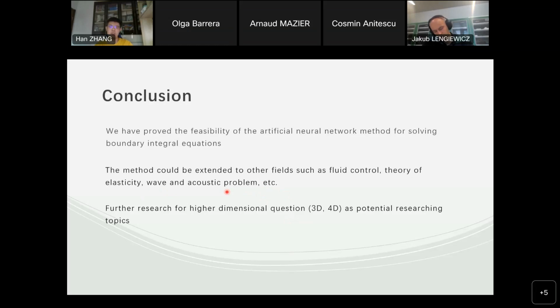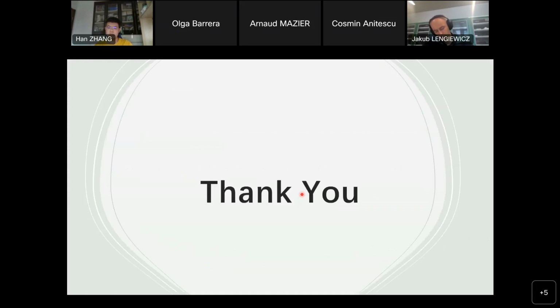For our research, we only illustrated the heat conduction problem with the Laplace equation. The method could be further extended to other fields such as fluid control or the theory of elasticity. Also, further research on higher dimensions, such as 3D or 4D, that include time-dependent problems, will be potential research topics. And that's all. Thank you.